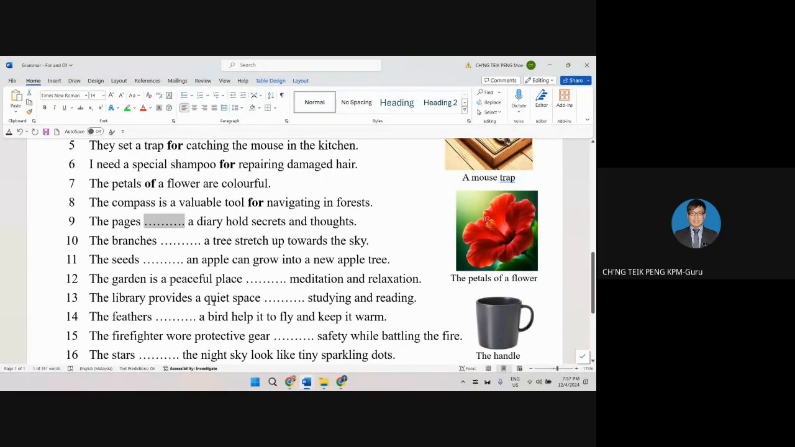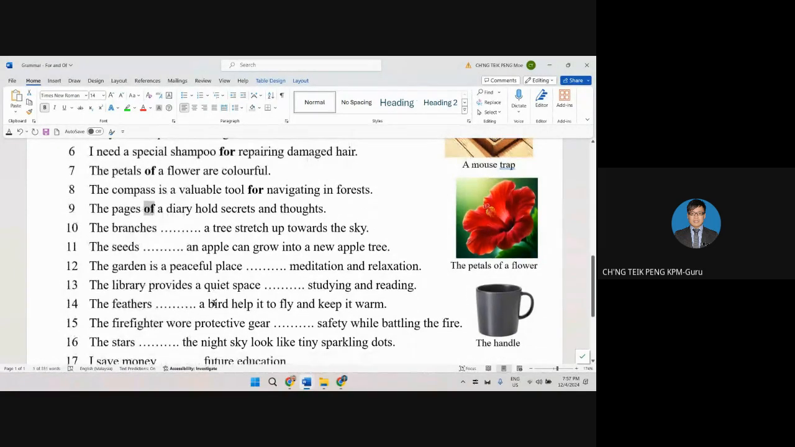The pages of a diary hold secrets and thoughts. Very good. So pages, 第一面、第二面、第三面、第四面，那个是你的 diary 的一部分来的吗？So we can use of.